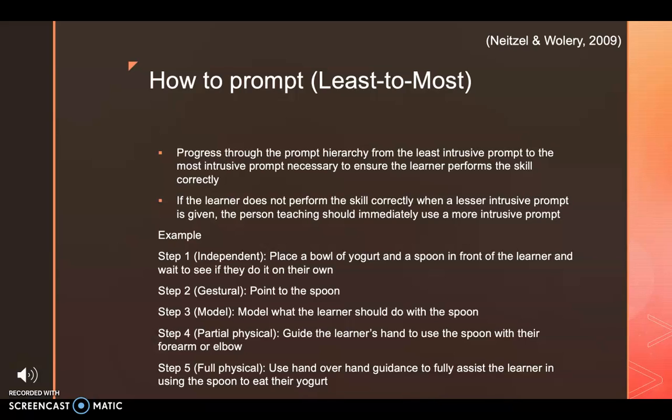Also, I just want to throw this out here. Every learner is different, so as you can see in my example, there were 5 steps going from independent to gestural to model to partial physical to full physical. That is not necessarily going to be the same for every learner. Like some learners you would start with independent, but then you move on to maybe a model, and if the model's not working, you can move to like a full physical. So just remember to understand that every learner is different, and therefore using the least to most prompting method will not be the same for every learner.